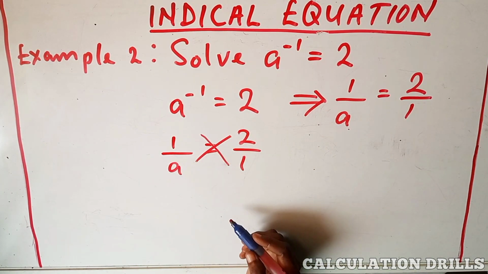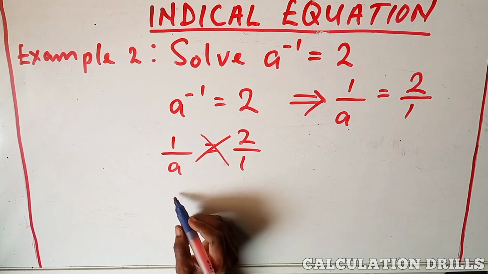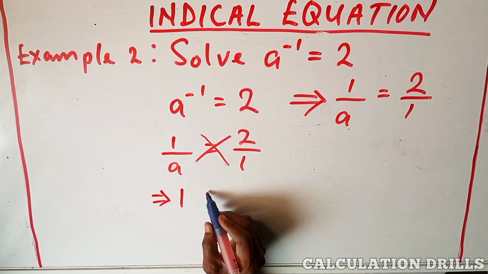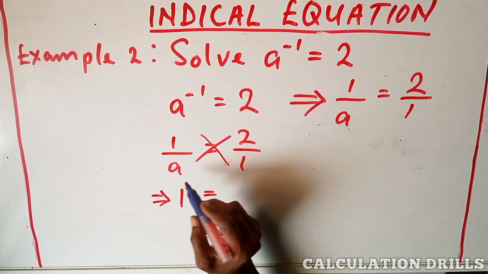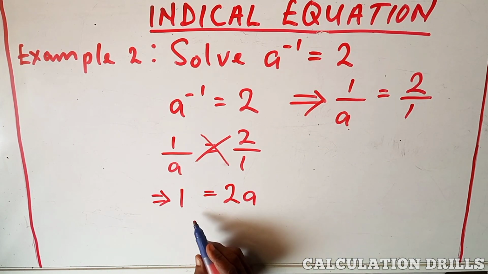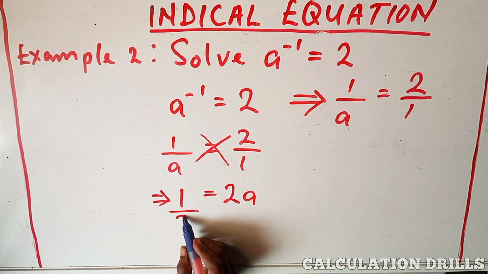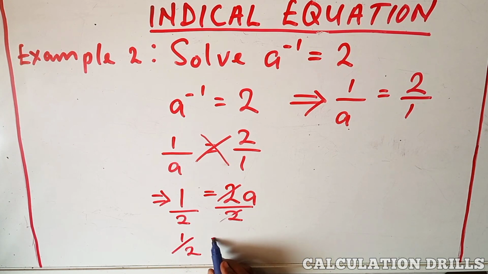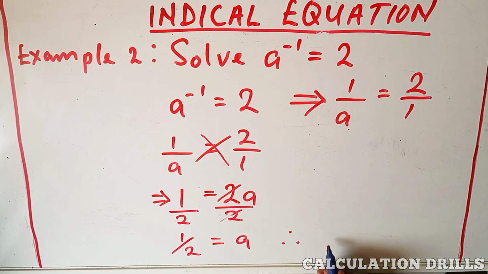So when I cross multiply, 1 times 1 will give you 1, and 2 times a will give you 2a. So 1 equals 2a. Since we are solving for a, you divide both sides by 2. So the 2 will cancel the 2, then 1 over 2 equals a. Therefore, a is equal to 1 over 2.